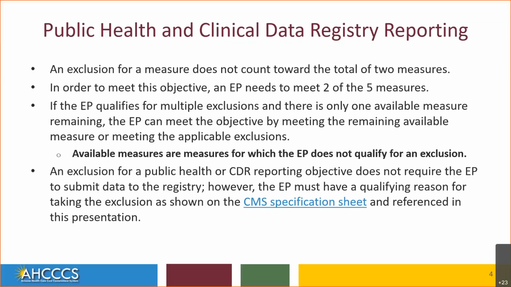If the EP qualifies for multiple exclusions and there is only 1 available measure remaining, the EP can meet the objective by meeting the remaining available measure or meeting the applicable exclusion. Available measures are measures for which the EP does not qualify for an exclusion. An exclusion for a public health or CDR reporting objective does not require the EP to submit data to the registry. However, the EP must have a qualifying reason for taking the exclusion, as shown on the CMS specification sheet and referenced in this presentation.